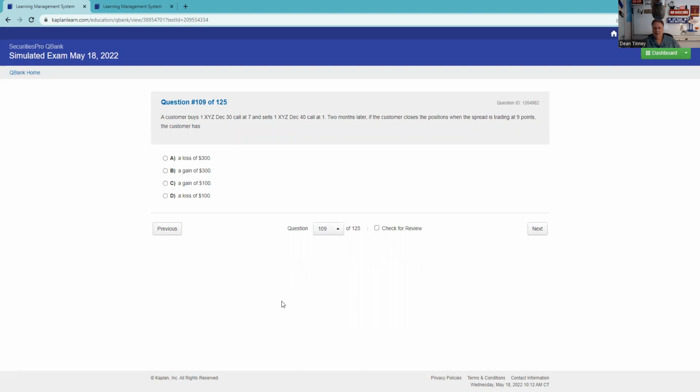This is the hardest part to get, and here's an illustration of that. When I did the spread, the difference was 6. And now they're telling me I can close it for a difference of 9. And that means I made $300 because it's a debit spread. Remember, widening is a good thing.